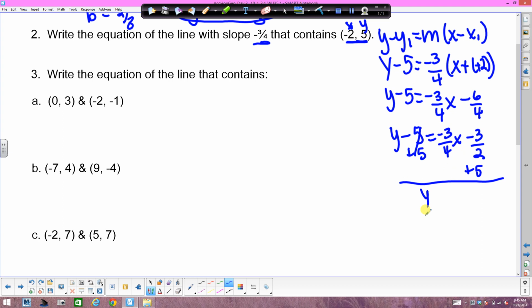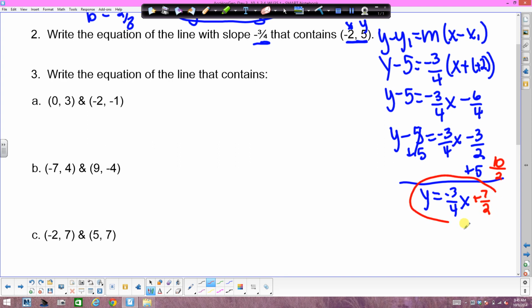So then we've got y equals negative 3/4 x, and then negative 3/2 plus 5. Well, if I rewrite 5 as a fraction with the denominator of 2, that would be 10/2. So negative 3 plus 10/2 would be positive 7 over 2.